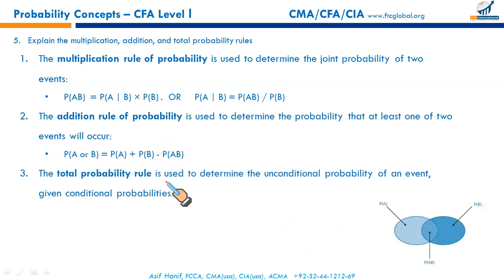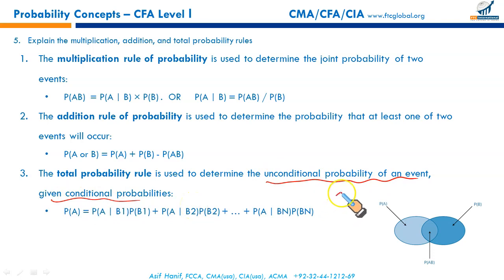Next, the total probability rule is used to determine the unconditional probability of an event given conditional probability. This is written this way, and we will, of course, getting the idea, we will apply this in lots of questions that we have planned to do today.